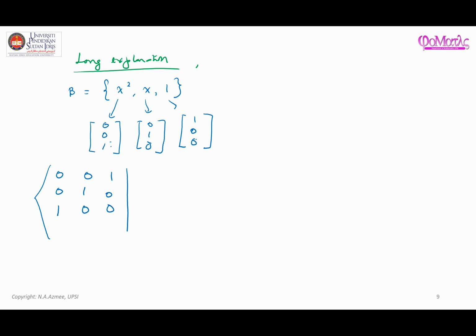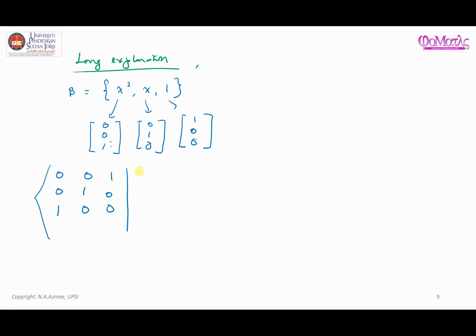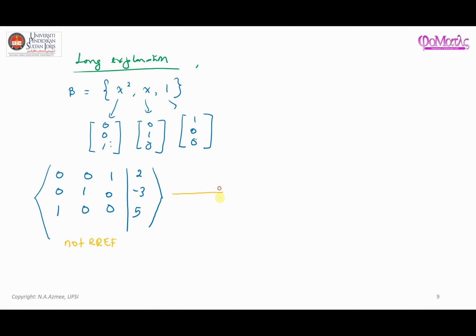And here we have, what is it here? 2, negative 3, 5, okay? So here is 2, negative 3, and 5. And clearly you can see that this is not RREF yet, so you need to do the operation. You can see you have to switch. So this is okay. You have to switch the first row with the third row.